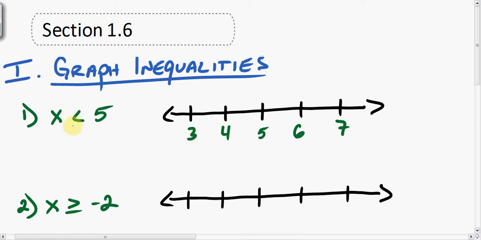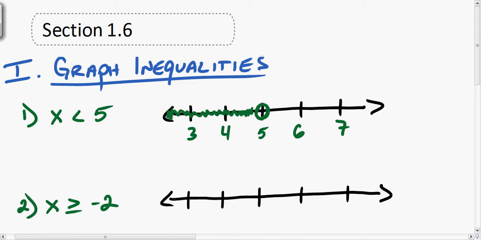So we've got the less than symbol. And if you remember from previous courses, less than is going to have an open circle. Alright, less than is open. We do not fill it in because we want to include all numbers less than 5. It does not include 5. That's what the open circle represents. And so all numbers less than 5 will be lower than 5. So we will shade in the rest of the number line lower than 5.